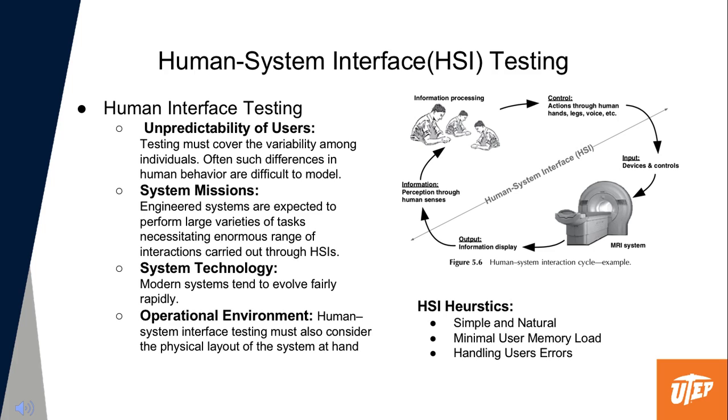In this image, we can see where the human elements of the system interface with the machine elements. This happens when the human-operated controls of the MRI machine are turned into input data, and again when the output data of the MRI machine are turned into information for the human to interpret. To finish off this section, these are some heuristics that should be remembered when dealing with human system interfaces. Keep things simple and natural. Have minimal user memory load, and make handling user errors easy.